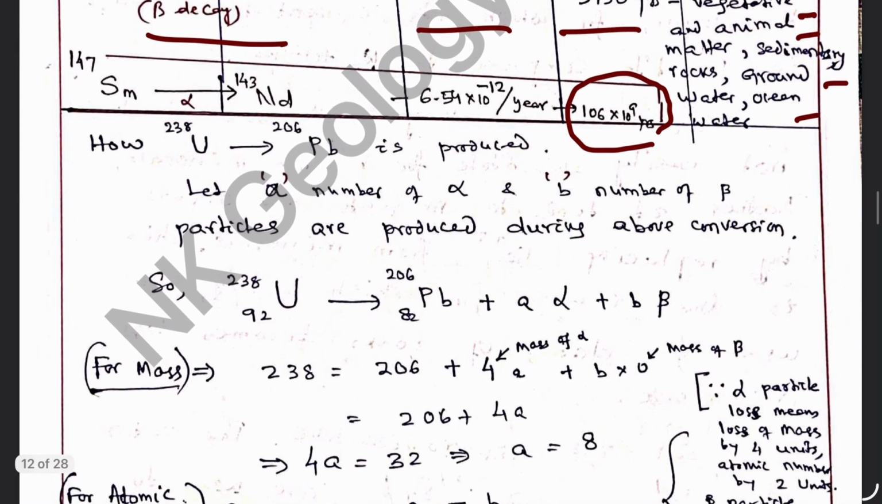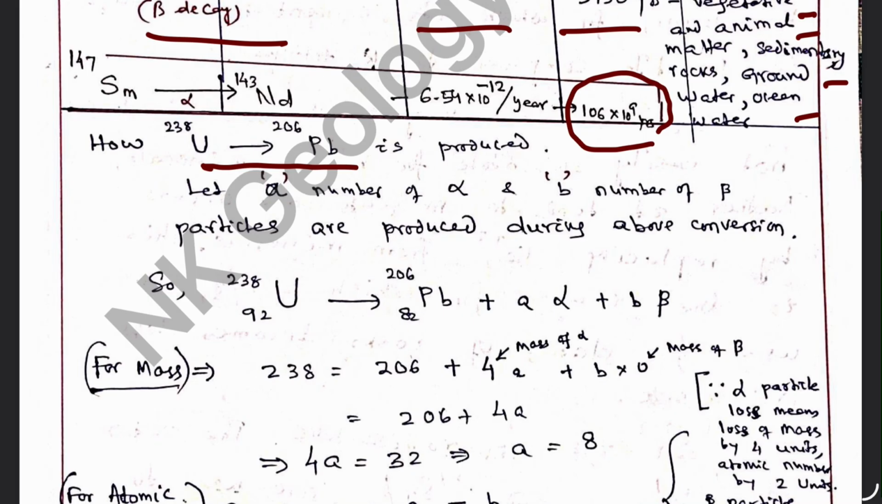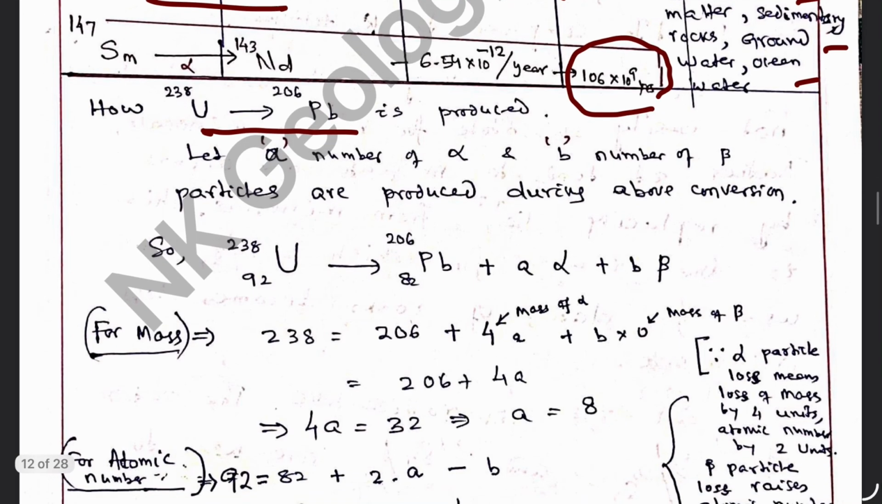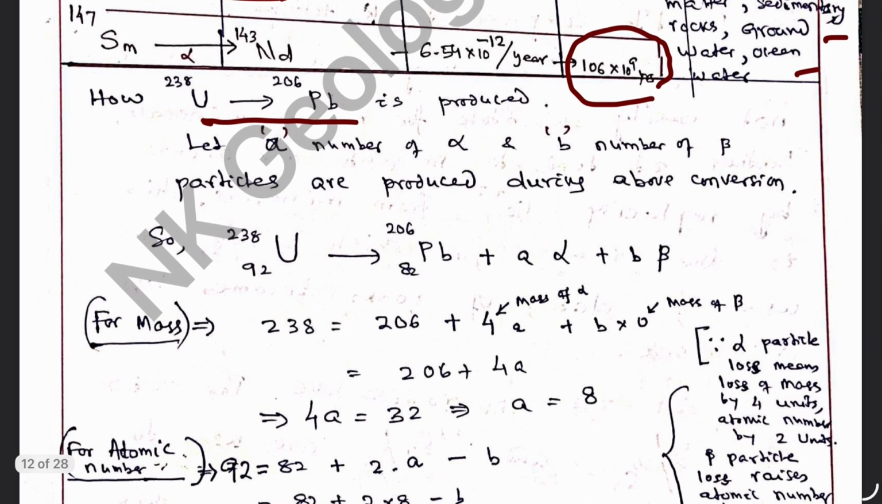And here I have given the example of how uranium-238 converts to Pb-206, how many alpha and how many beta particles are produced because of which uranium-238 is converted into Pb-206. So this is the mathematical derivation.